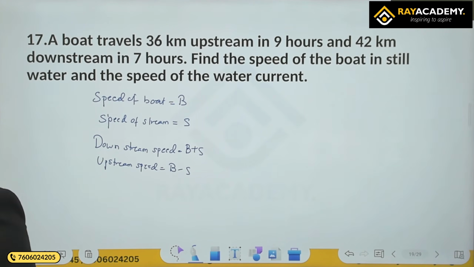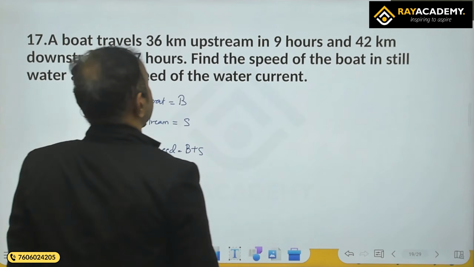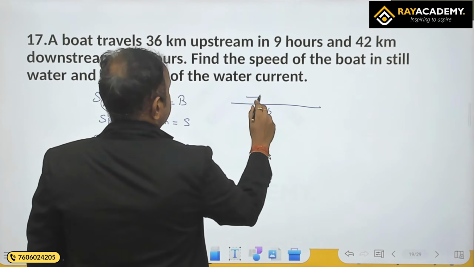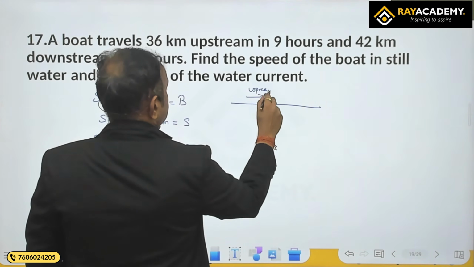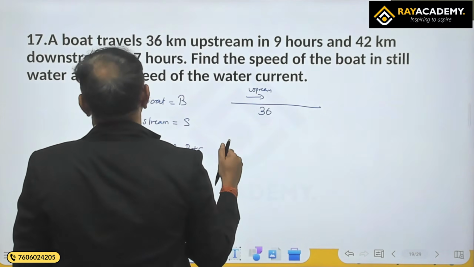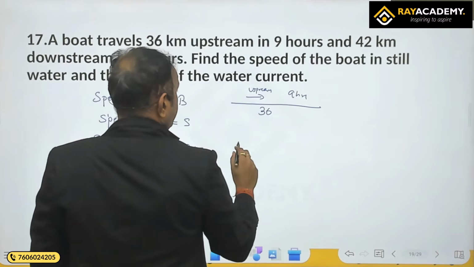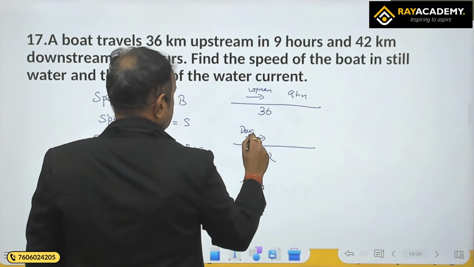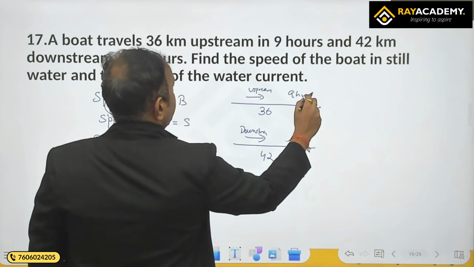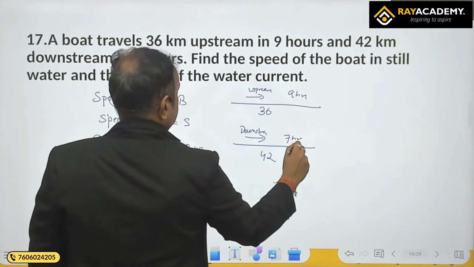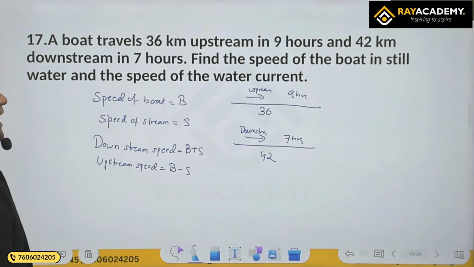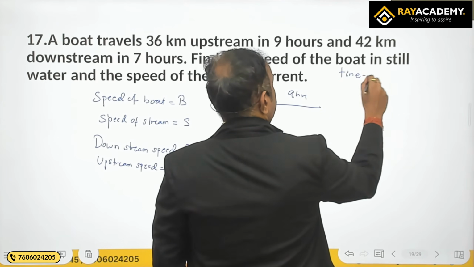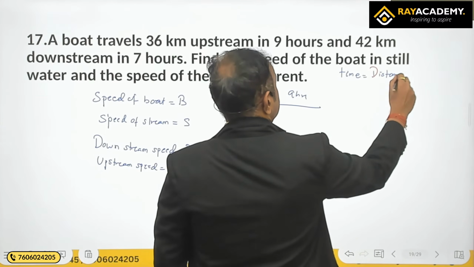Now in this question it is given that the boat travels 36 km upstream. Total distance is 36, this is upstream, in 9 hours, and 42 km downstream in 7 hours. Find the speed of the boat. So time is always distance by speed.